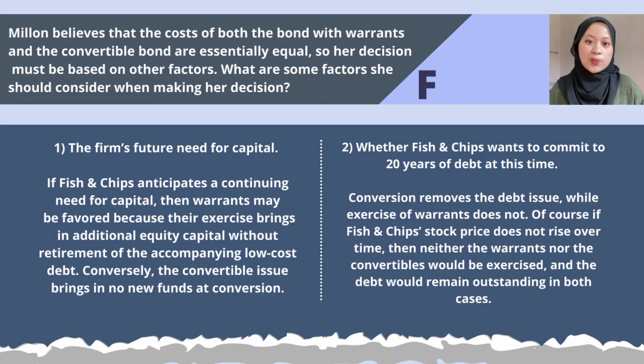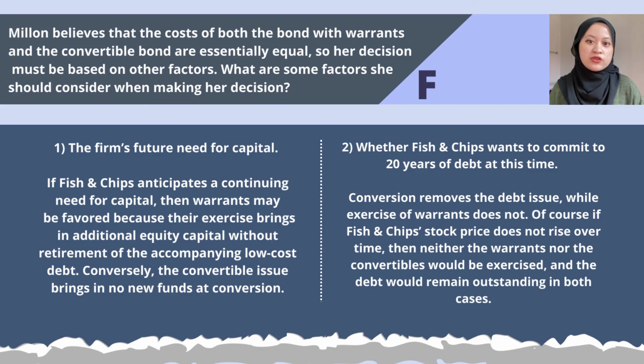For the last question, Milton is asking for some factors that she could consider when making her decision. So, my opinion would be the firm's future need for capital, because if the firm anticipates a continuing need for capital, then warrants may be favored because their exercise brings in additional equity capital without retirement of the accompanying low-cost debt. Conversely, the convertible issue brings in no new funds at conversion.